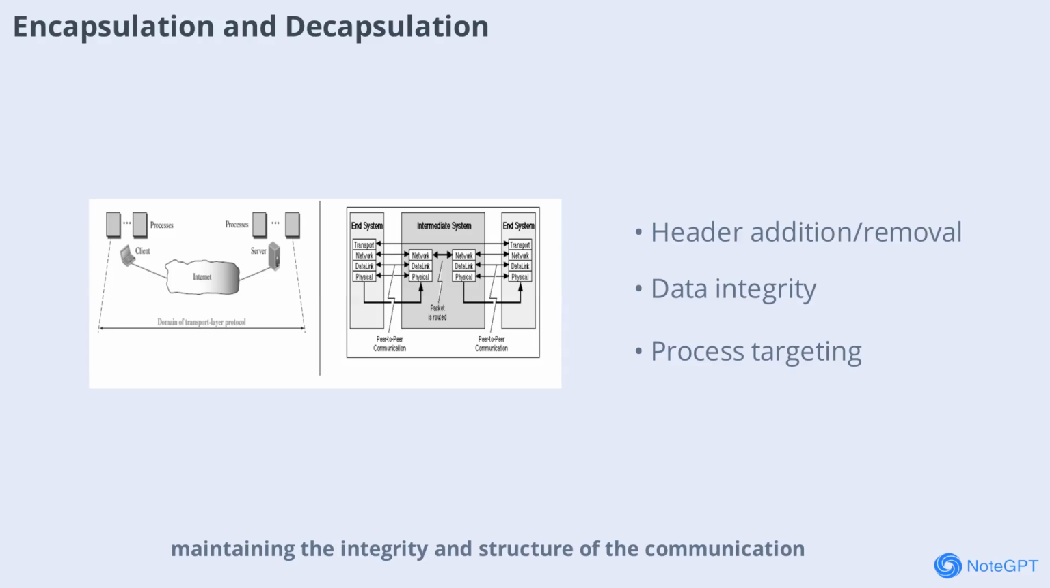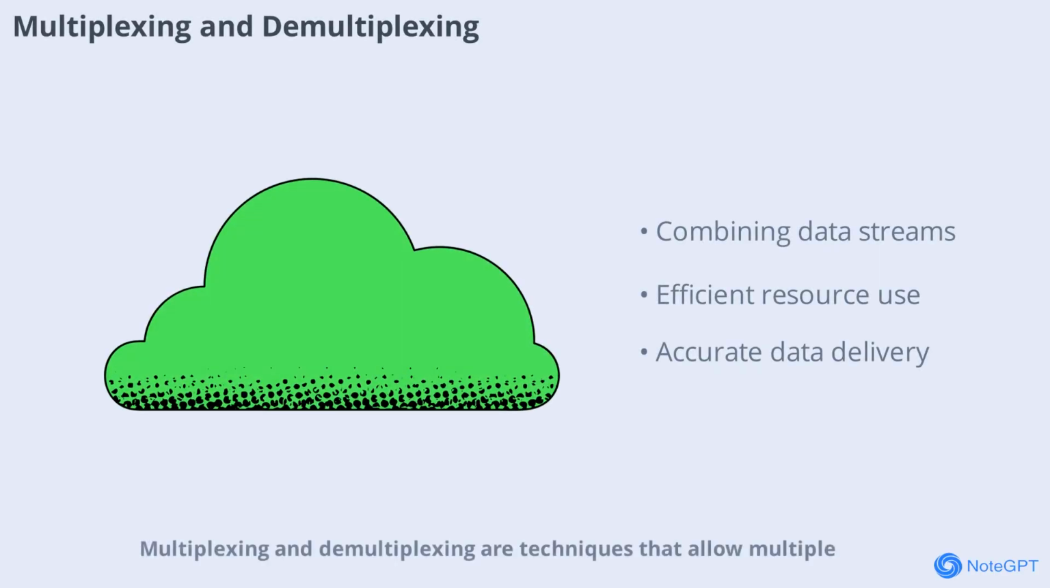Multiplexing and demultiplexing are techniques that allow multiple application processes to share the same network connection. At the sender's side, multiplexing combines data from different sources into a single stream, while at the receiver's side, demultiplexing separates the stream back into individual messages for the correct applications. This efficient handling of data streams ensures that network resources are used optimally and that each application receives its intended data without confusion.